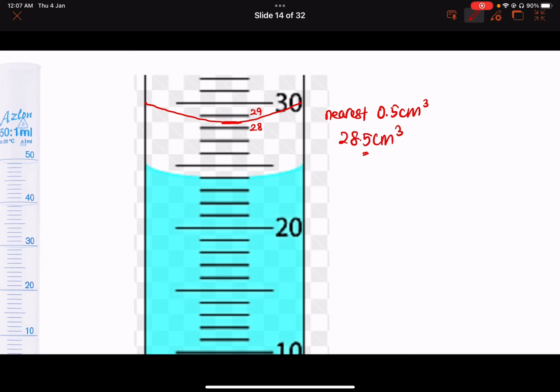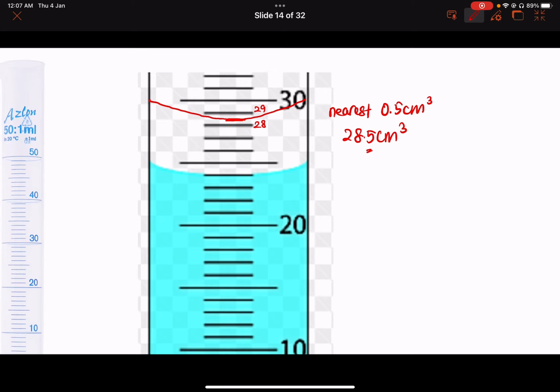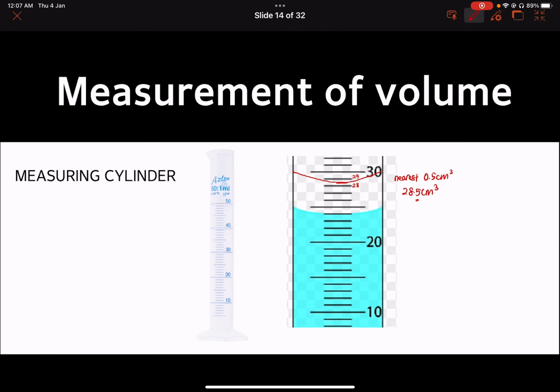But the last digit is only either a 0 or a 0.5. You can't read anything more accurate than that. So you cannot report answers like 28.1 cm cube, 28.2 cm cube. You won't be able to detect that. Alright, so that is measuring cylinder for you. So let's move on.